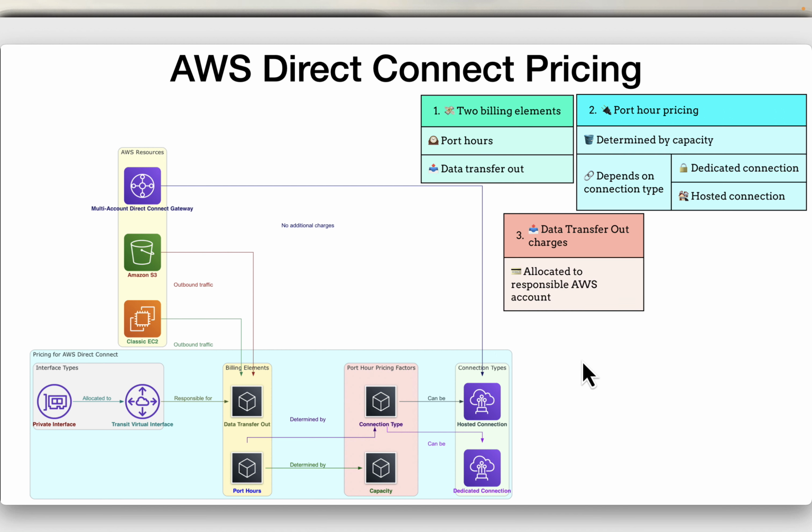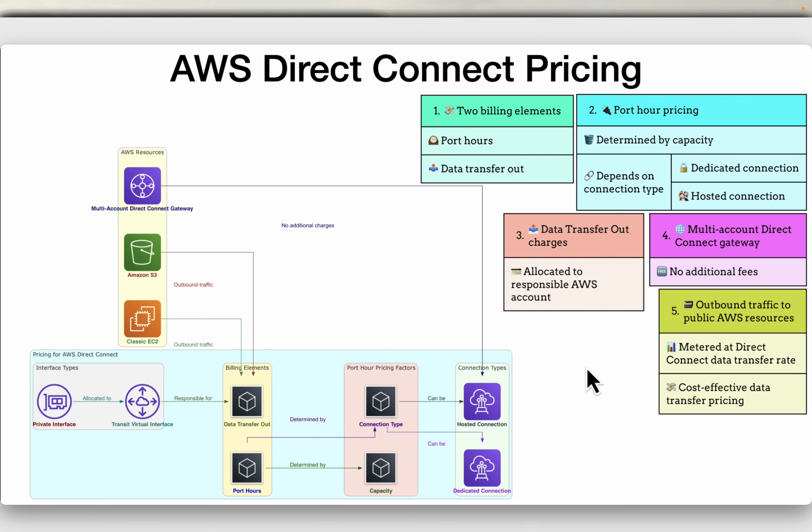Charges for data transfer out through private interfaces and transit virtual interfaces are allocated to the AWS account responsible for the data transfer, ensuring accurate billing. AWS does not impose any extra charges for using a multi-account AWS Direct Connect gateway, which simplifies cost management across multiple accounts. So we are talking about multiple AWS accounts who may be part of an AWS Organization or just grouped together.